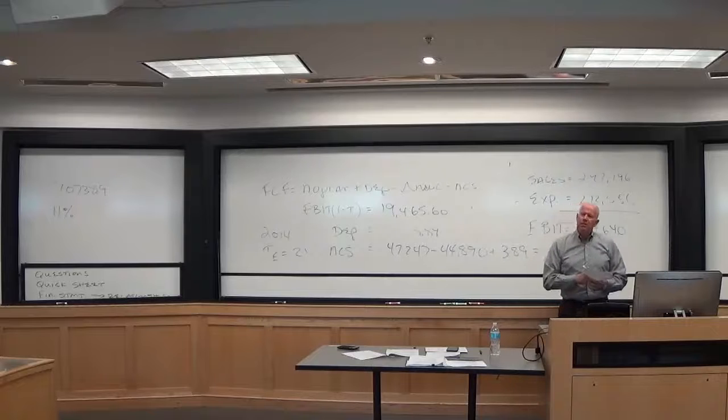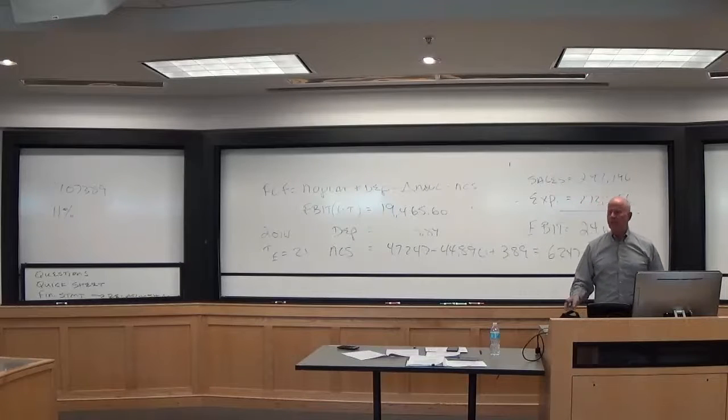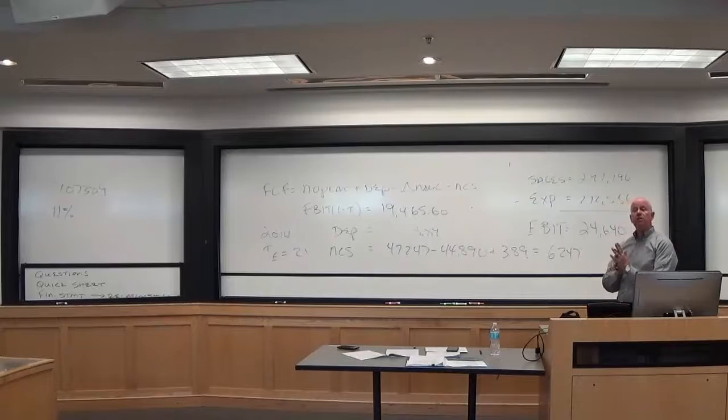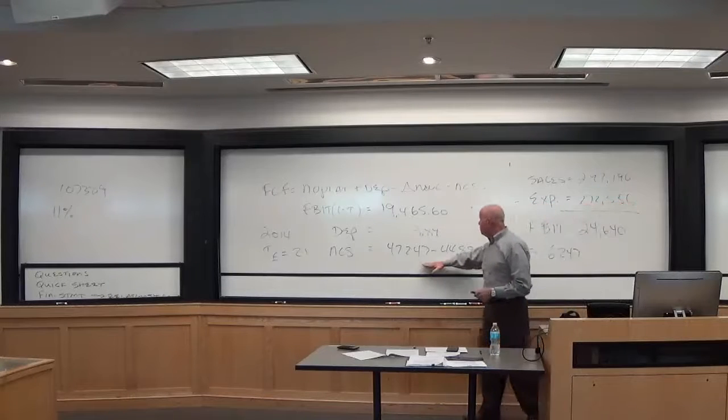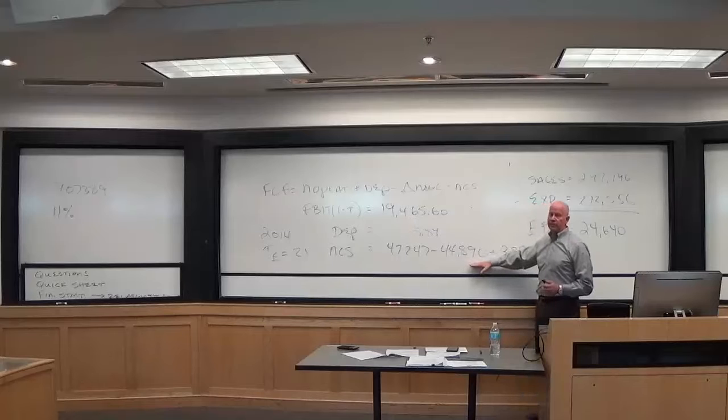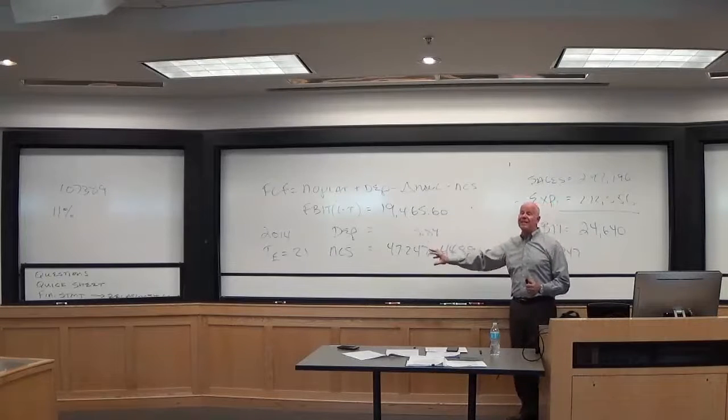What does that number mean? What does net capital spending mean, Zach? Well, that's how much we gained in assets, or gained or lost. Yes. How did we gain it? Acquired new assets. So we spent that much money, $6,247,000. We spent that much money on new assets. Did it increase our assets' book value by $6,247,000? No. It didn't because we had depreciation eating at the same time.